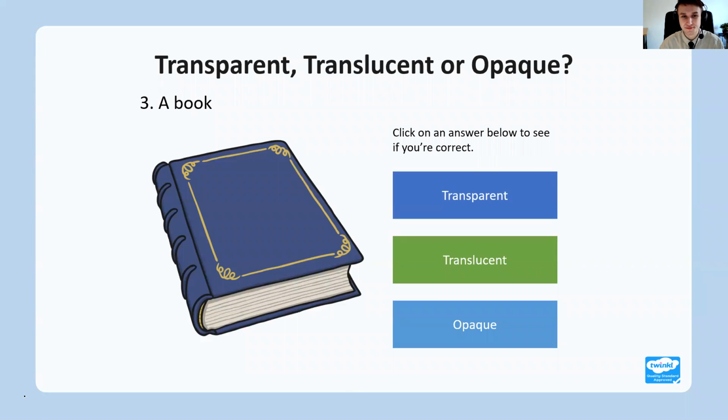A book. Opaque because light cannot pass through a book. It would block the light, wouldn't it?